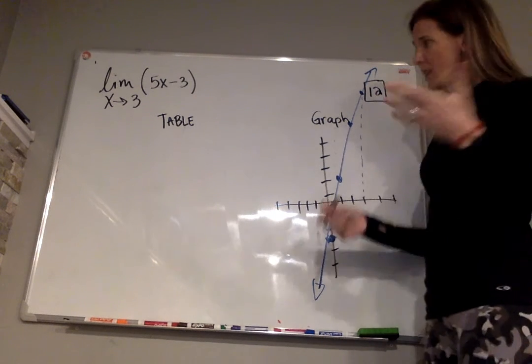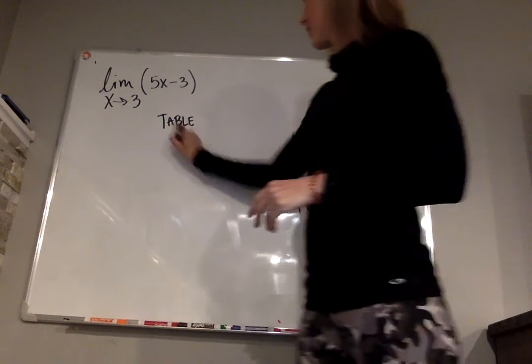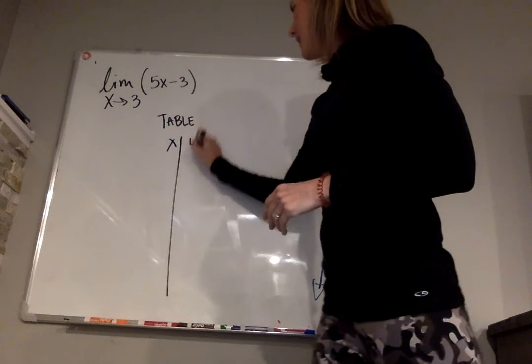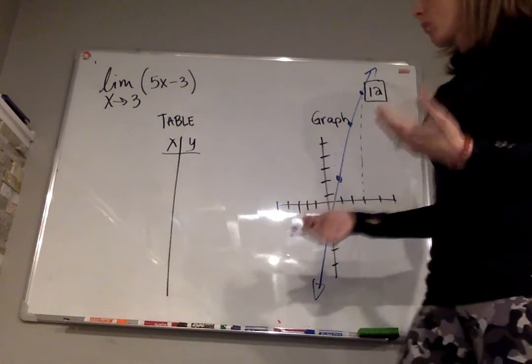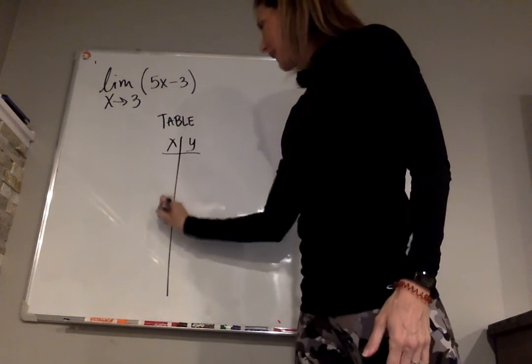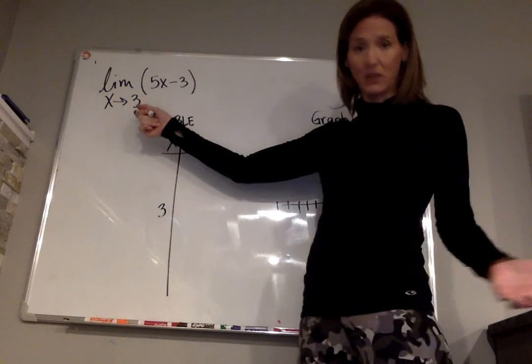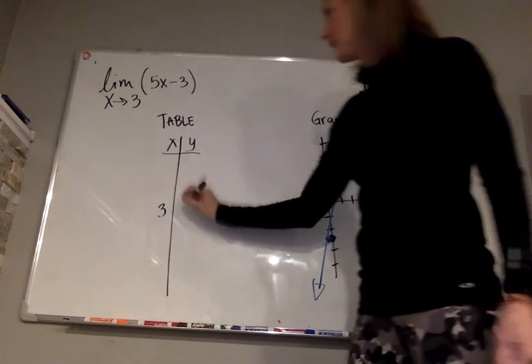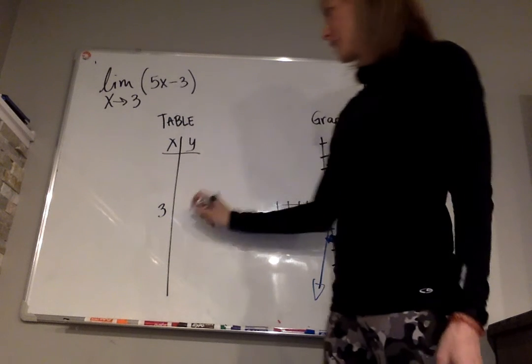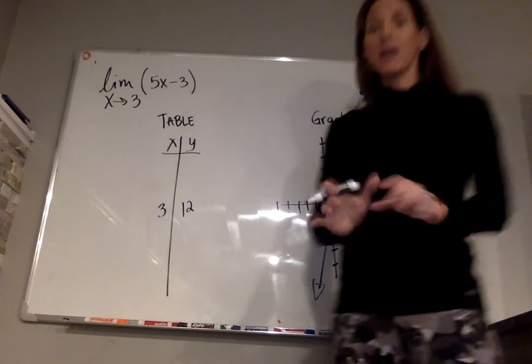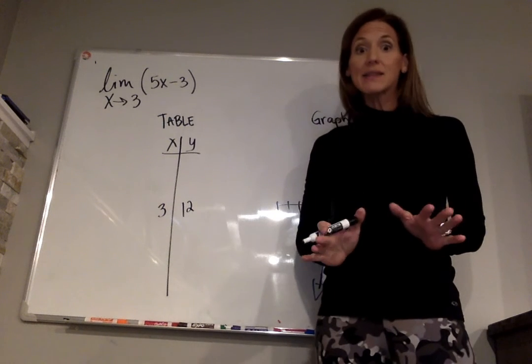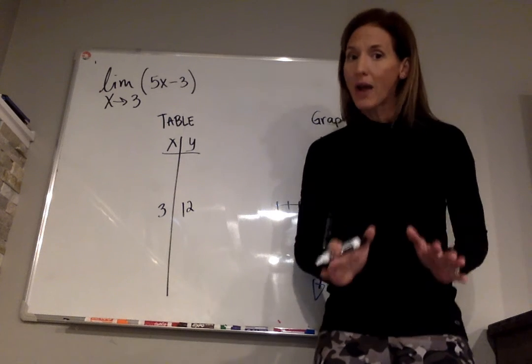Okay? Now, at the same time, I would come over to my table of values, and I'm not going to put all of these in here, but I'm wanting to look around 3. I know that I want to look around 3 because the problem tells me 3. And if I put 3 in here, and I just literally plug 3 in, do the algebra, I get a 12. So now the only question in my mind is, what's going on around 3?